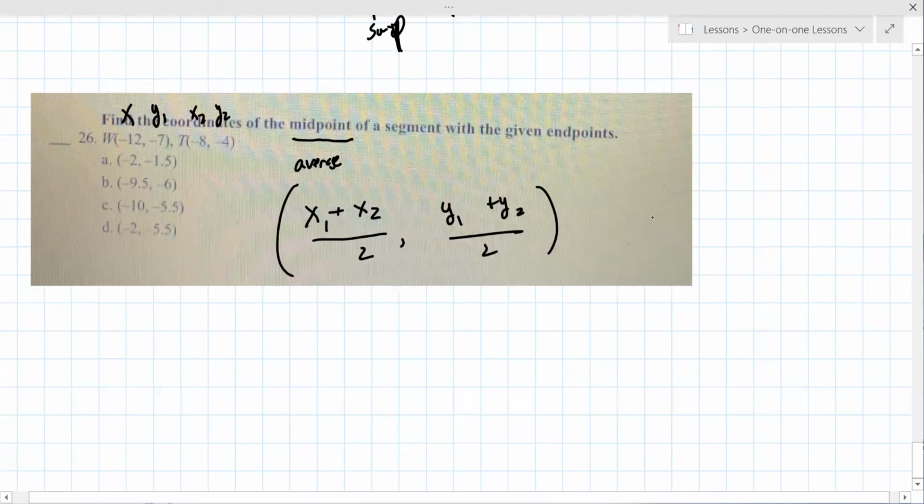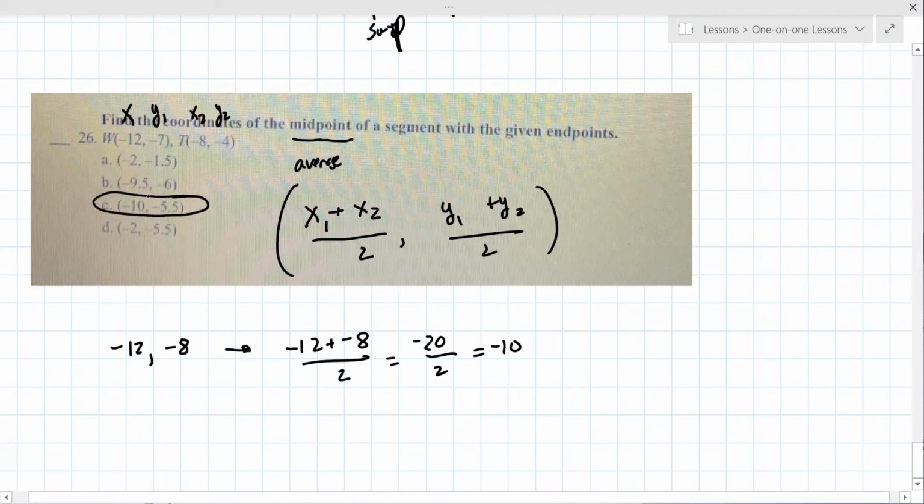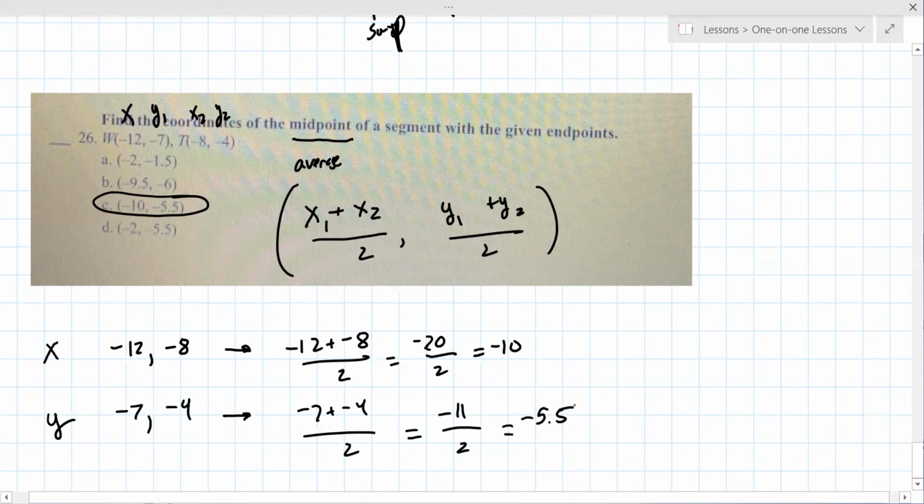You can absolutely use this formula for the midpoint, but an average is something you already know how to do. If I said to find the average of -12 and -8, you already know to add them and then divide by 2 because there's two numbers. So this is -20 over 2, which is -10. So we can see already from just the x value that that one is correct. But let's do the y value. We know the y values are -7 and -4. So you add them up and you divide by 2. So that's -11 divided by 2, which is -5.5.